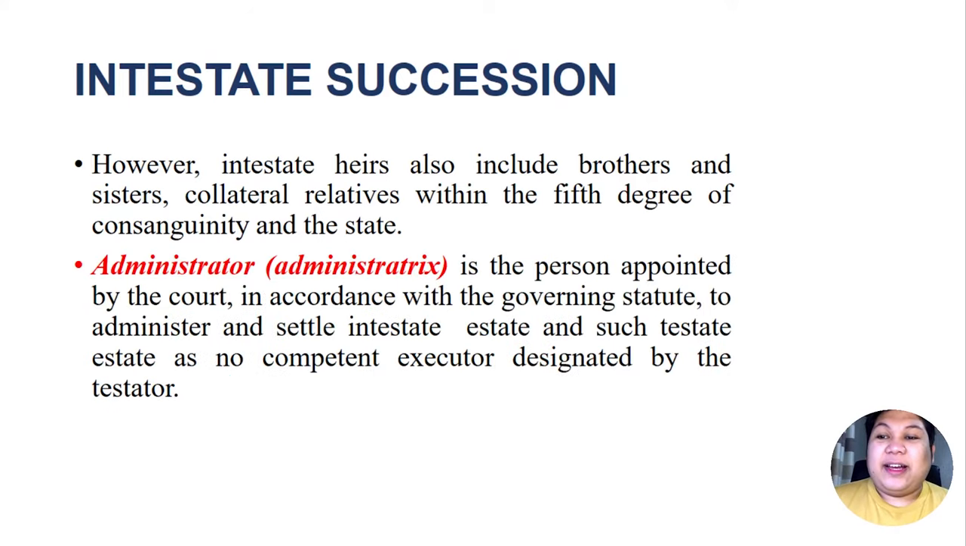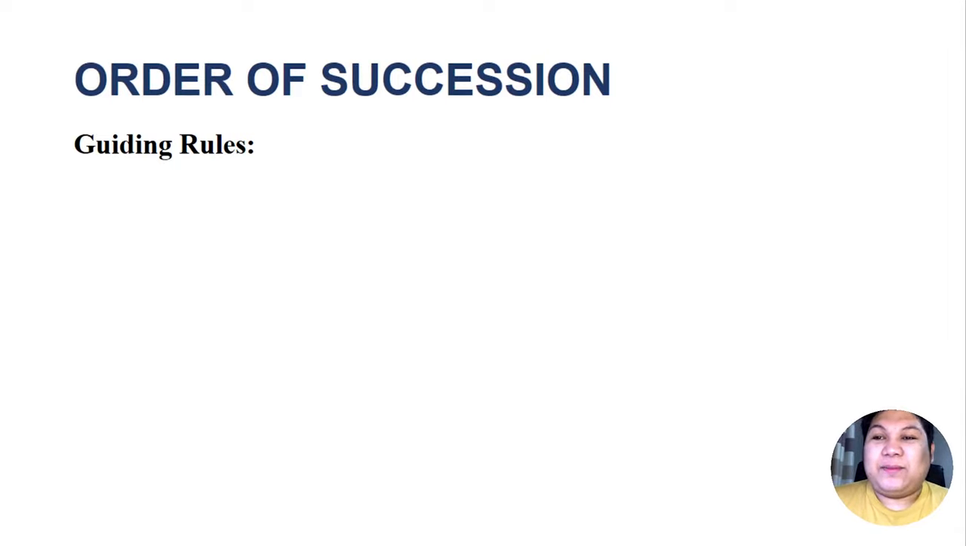In intestate succession, the administrator or administratrix is the person appointed by the court in accordance with the governing statute to administer and settle the intestate estate, or in a testate estate where no competent executor is designated by the testator. In testamentary succession, the person who will execute the will is called the executor, or the executrix if she is a woman. Under intestate succession, the person who is going to administer the estate under the governing statute will be called the administrator or administratrix.